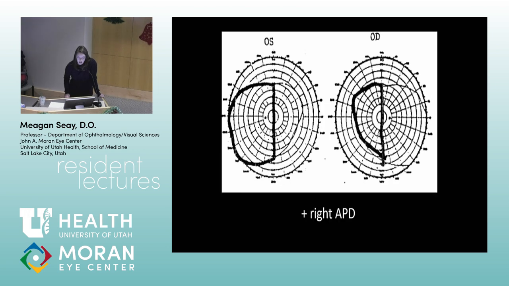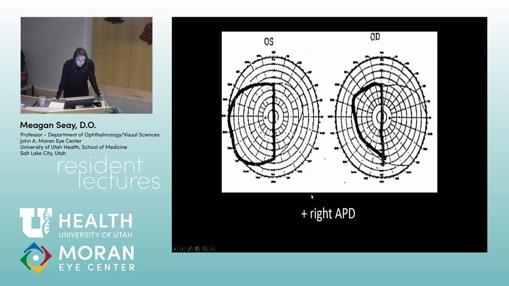And let's do this one. So we've got this visual field defect. All of this is intact, respecting the vertical meridian, and then not seeing that isopter over here, either eye. In addition to that, we have a right APD. Left optic tract. So the visual field is a right homonymous hemianopia.